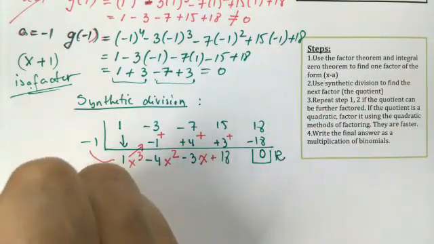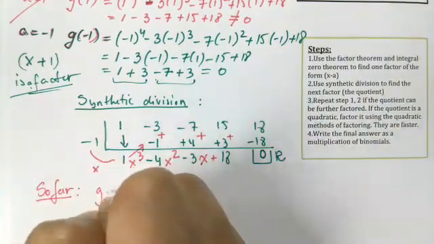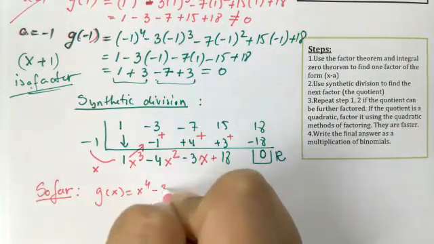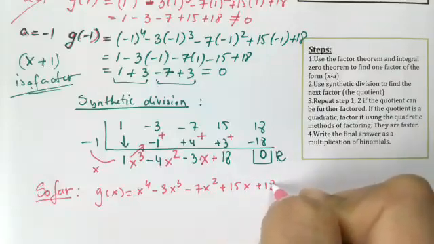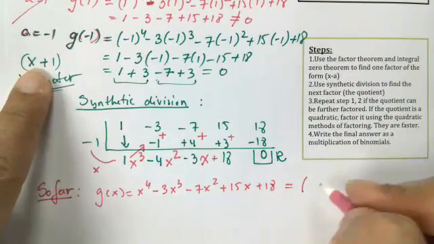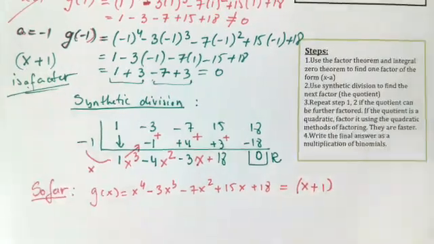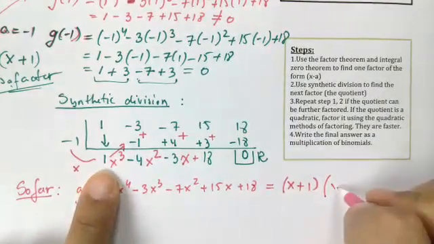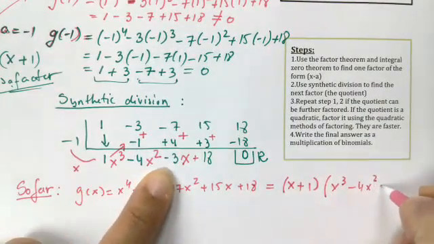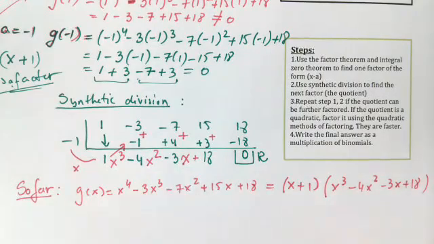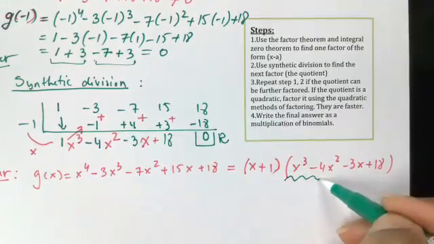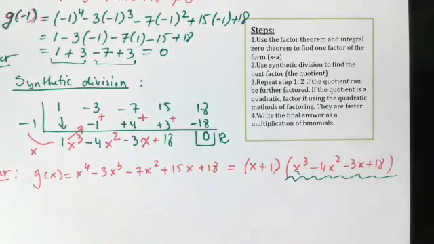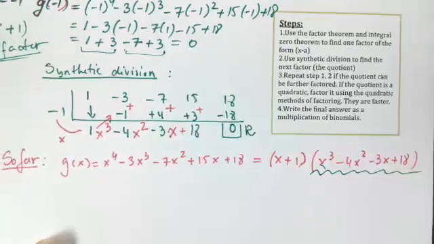So far, g of x, which is x to the 4 minus 3x cubed minus 7x squared plus 15x plus 18 equals, when we divided by the first factor, x plus 1, and this quotient, x cubed minus 4x squared minus 3x plus 18, okay? So we did one factorization. We pulled out an x plus 1 out of it. And we were left with now a cubic. But that doesn't mean we factored it completely, right?